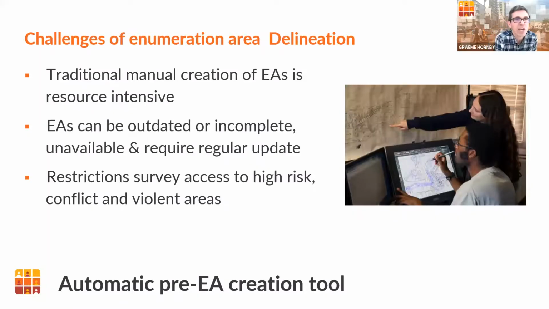So why is this tool necessary, essentially? What is the issue here? Traditional manual creation of EAs is extremely resource intensive. We could be talking about tens of thousands of individual EAs, and typically, still these days, many of them are being manually created. That brings with it a whole range of issues about alignment and adjacency between EAs, etc. EAs also need to be regularly updated and corrected, so there's a great resource drain on organizations. Also, for certain areas there are restrictions on accessing them to inform those EA maps. So this is a starting point.